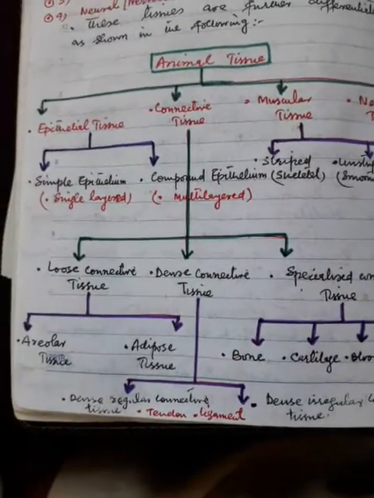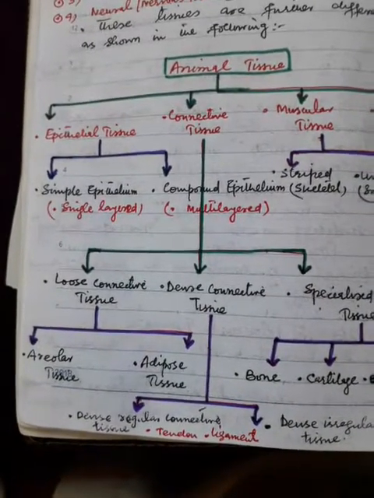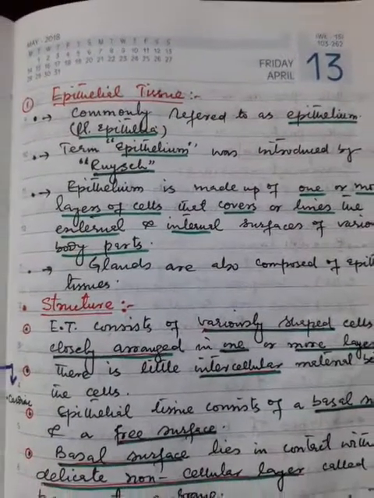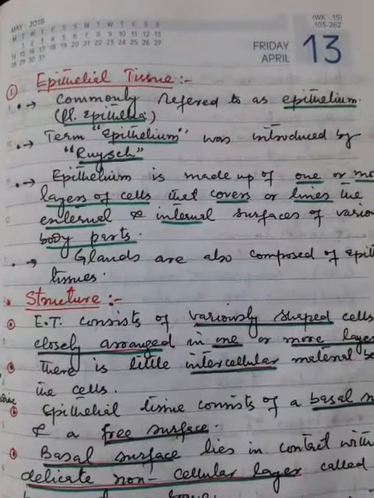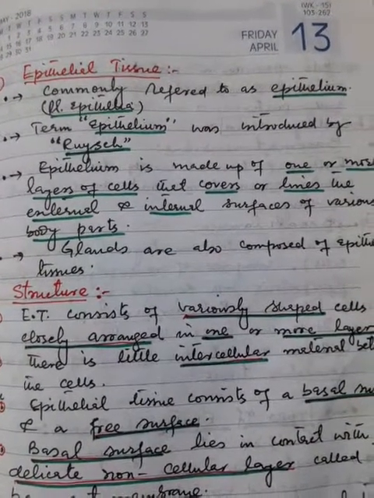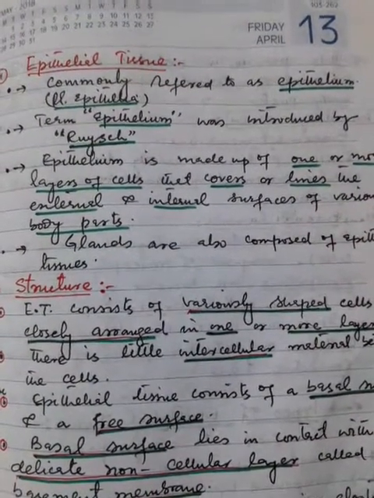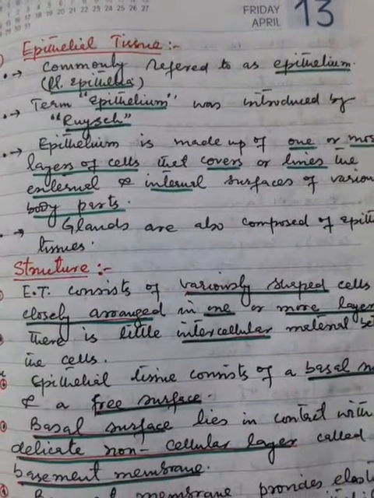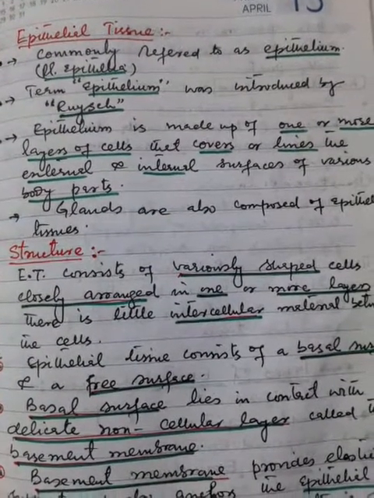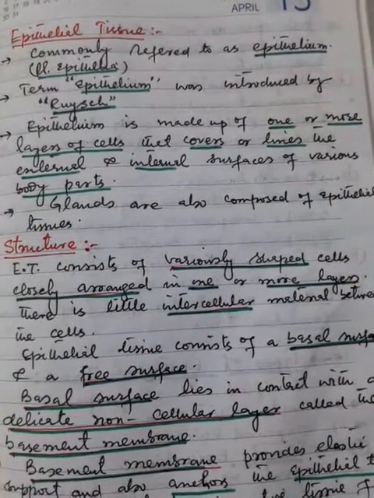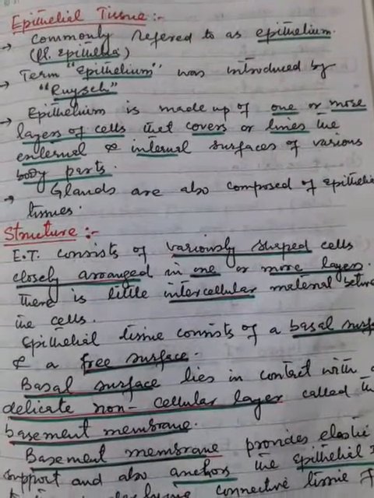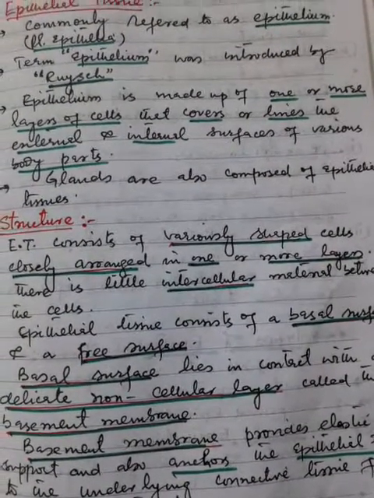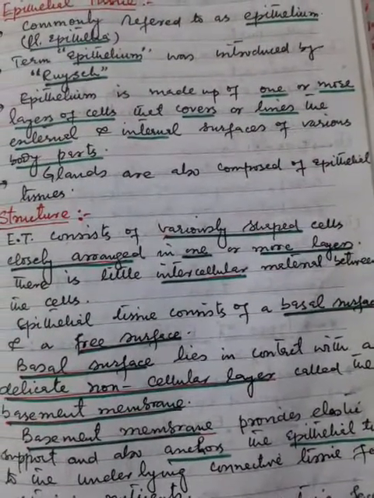Let's come to the first type of animal tissue, that is the epithelial tissue. It is commonly referred to as epithelium, plural epithelia. The term epithelium was introduced by Ruysch. Epithelium or epithelial tissue is made up of one or more layers of cells that cover or line the external and internal surfaces of various body parts. Glands are also composed of epithelial tissue.